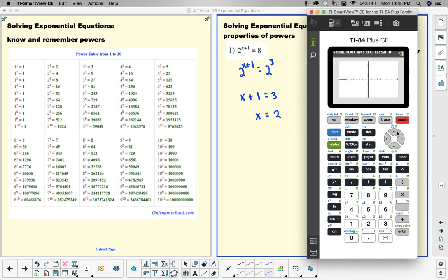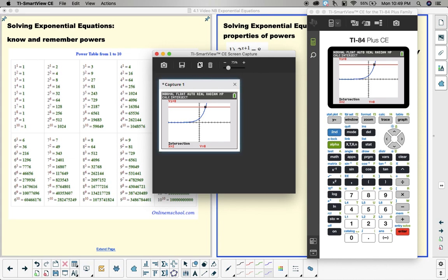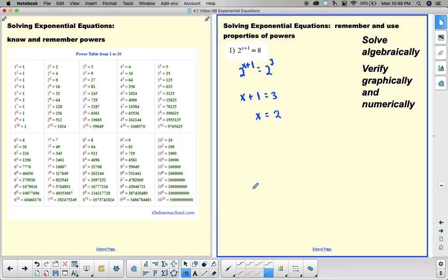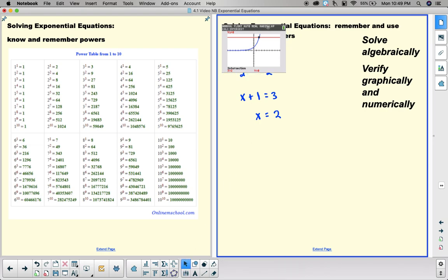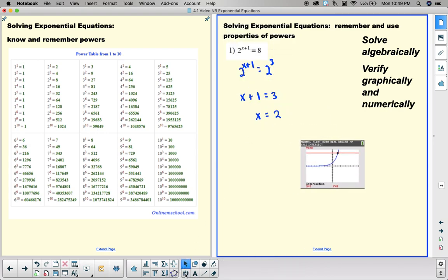And now I'm going to graph. So there's 2 to the x plus 1, and there's 8. And I'm going to verify that I found the correct solution by finding the point of intersection. So I do second calc, and 5 is intersect. First curve, second curve, guess, and it says the intersection point is when x is equal to 2. And so I have verified this graphically. I've found the solution to that equation, and that solution is x is equal to 2.